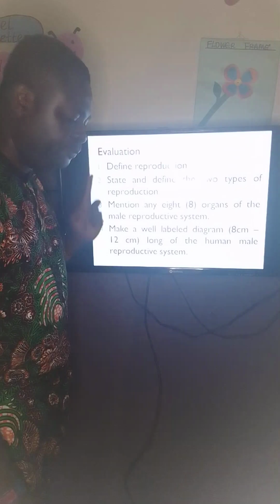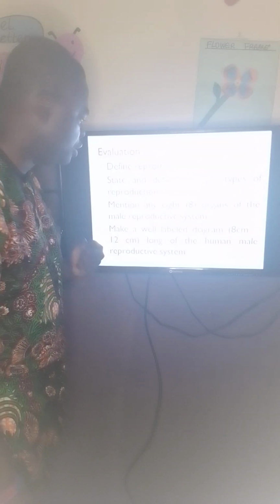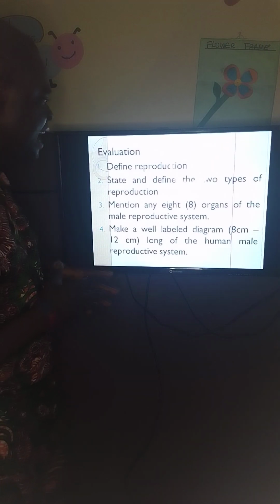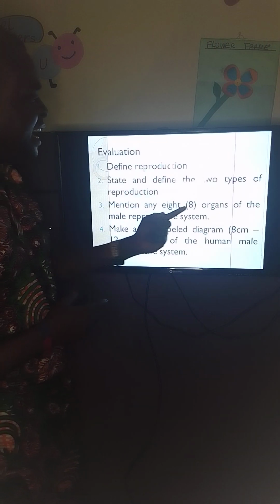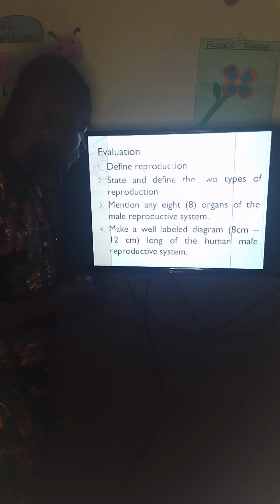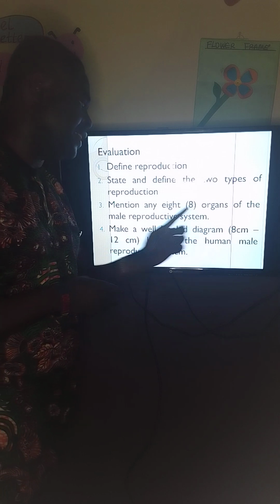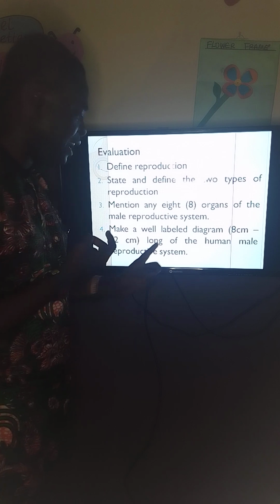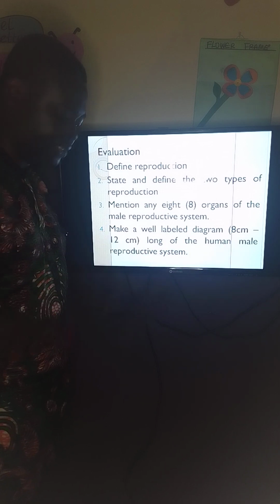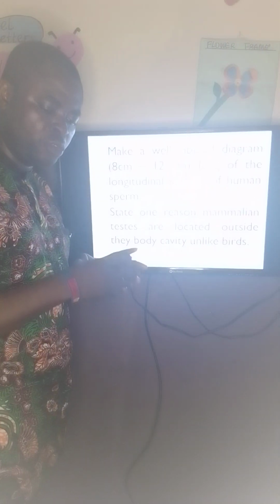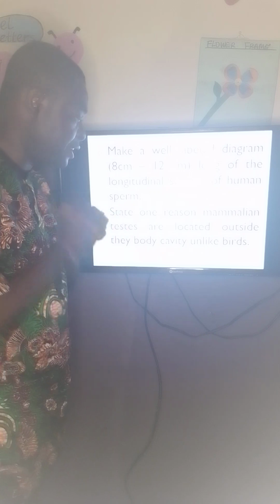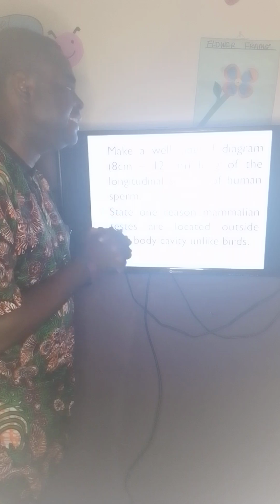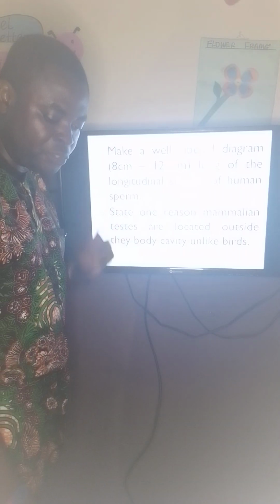Now, at the end of what I've said so far, you should be able to define reproduction. You should be able to state and define the two types of reproduction. You should be able to mention 8 organs of the male reproductive system. You should be able to draw a well-labeled diagram, 8 cm to 12 cm long, of the human male reproductive system. You should be able to draw and label the human sperm. You should be able to state one reason the mammalian testes are located outside the body. Please take note of all these questions.